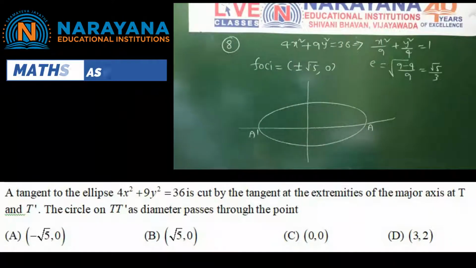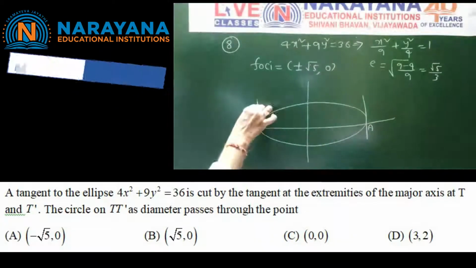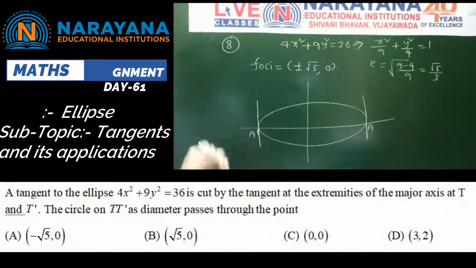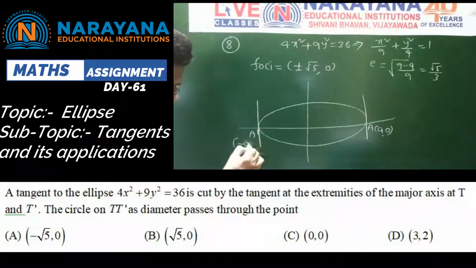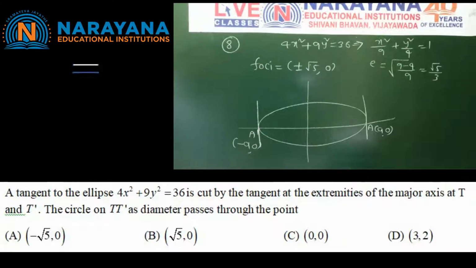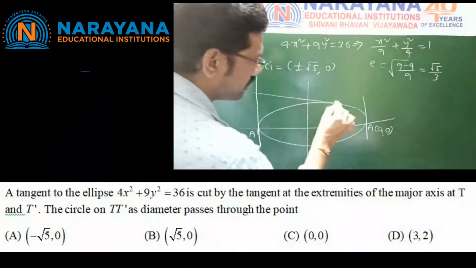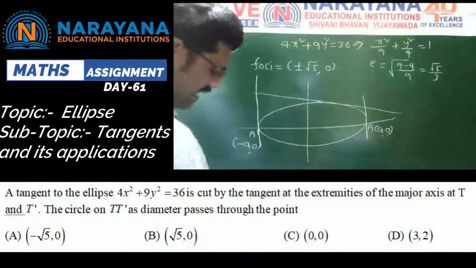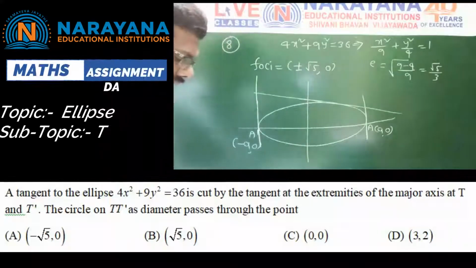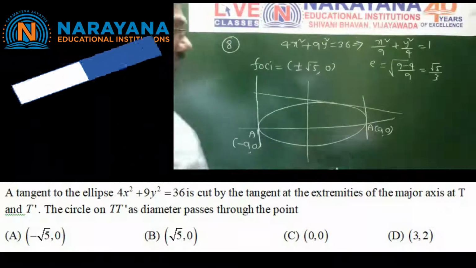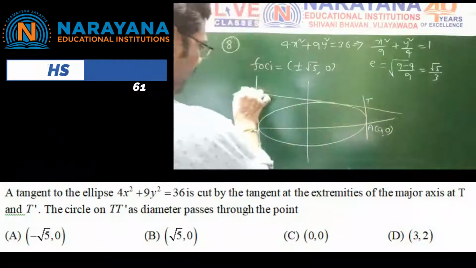vertices of the ellipse. This is the equation of the tangent at the vertex A. This is the equation of the tangent at the vertex A dash. A is equal to A comma 0 and A dash is equal to minus A comma 0. This is one of the tangents. This is a tangent to the ellipse. These tangents meet at T and T dash, the equation of the tangent at the vertices.